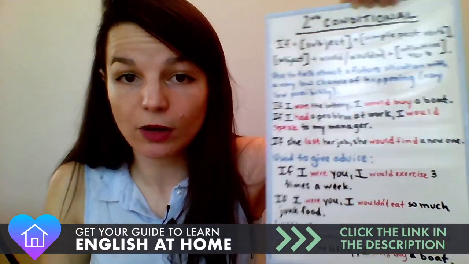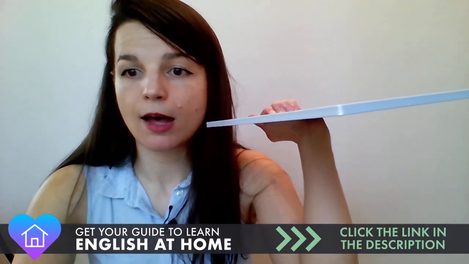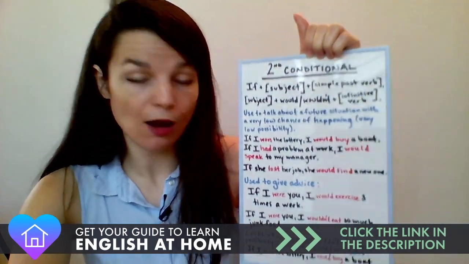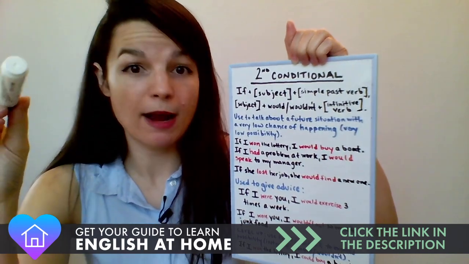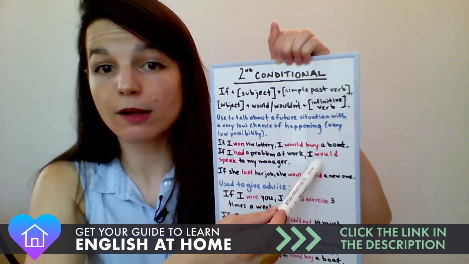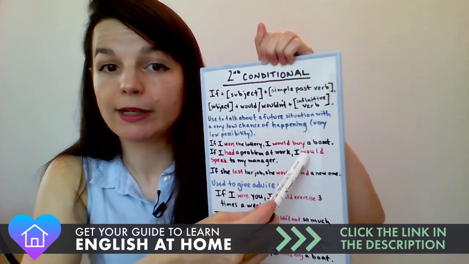Okay, some of your examples are coming in now. Monday Blue says, if I were you, I wouldn't turn down the offer. Good. If I won the lottery, I would. So many of you are using will here. It is incorrect to use will in the second conditional. Please use would. I would come visit you.